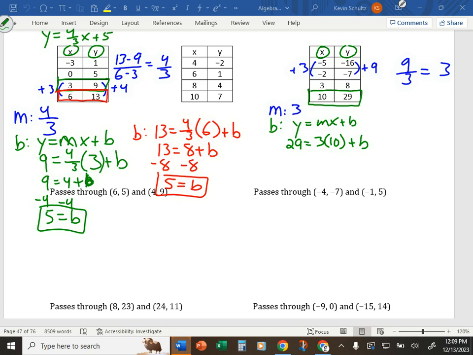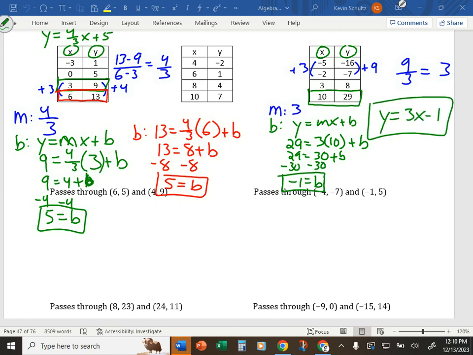29 equals 3 times 10 plus b. Simplify the right side. 3 times 10 is 30. So 29 equals 30 plus b. Use opposite operations. Subtract 30 from both sides. And b is -1. If you use a different ordered pair, you would still get -1 for b. It does not matter. Zoe, turn around. So, what is our final equation? Nolan? y equals 3x minus 1. That is correct.